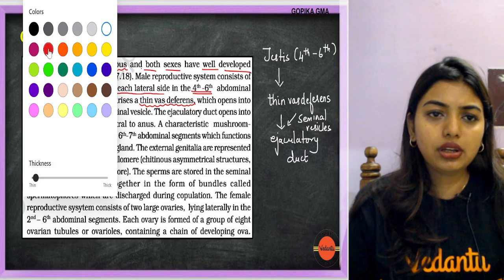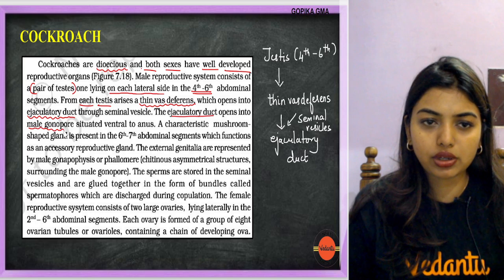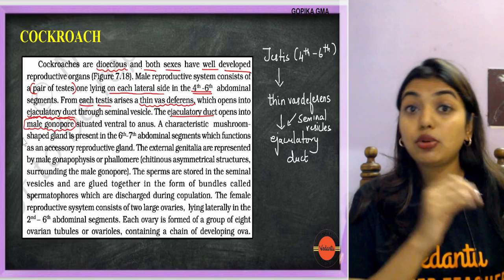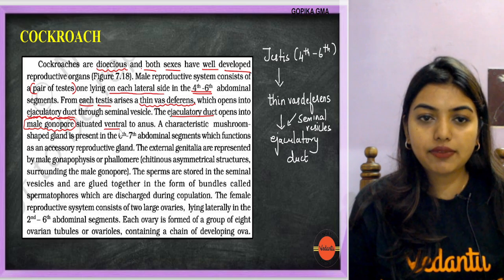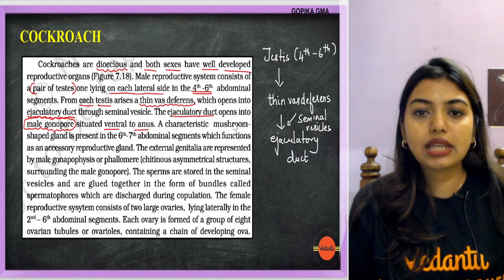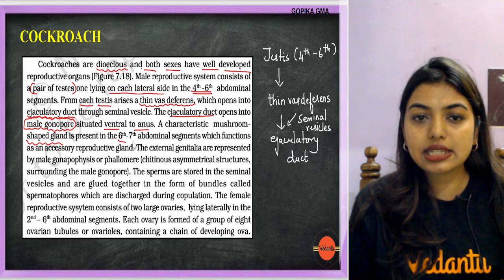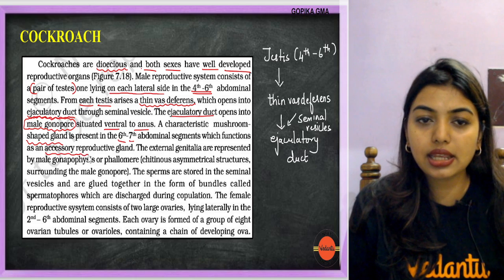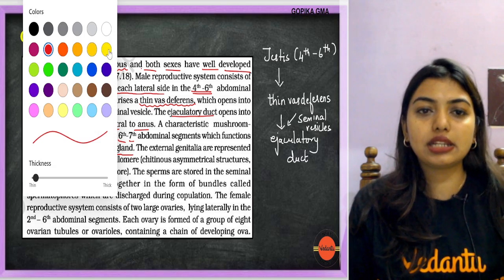Now look here, the ejaculatory duct opens into a male gonophore. We spoke about this when we discussed the brood pouch, like the genital pouch. The male gonophore is situated ventral to the anus. A characteristic mushroom-shaped gland is present in the 6th and 7th abdominal segments, which functions as an accessory reproductive gland.